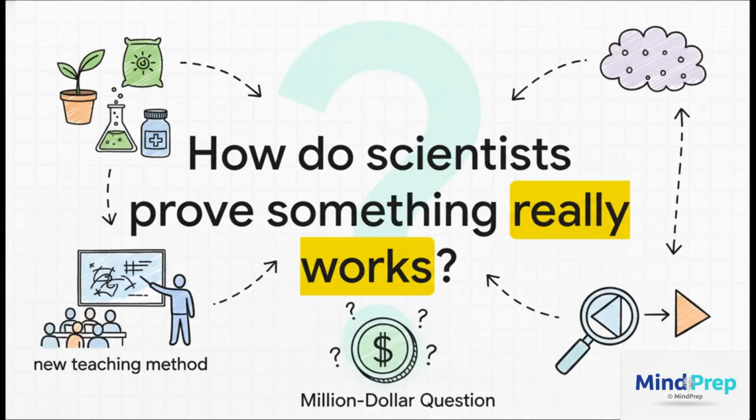I mean, really think about it. You've got a brand new fertilizer or a new drug, maybe even a new way of teaching. How on earth do you prove it's actually working and not just a coincidence? How do you separate a real cause and effect from just random chance? That's the big question we're tackling.